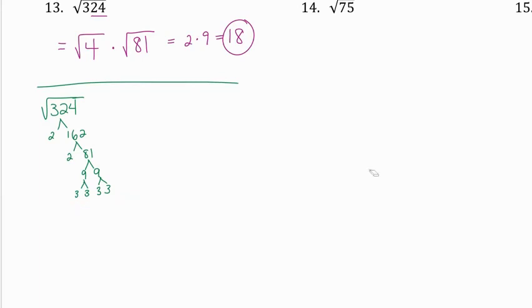Okay, so I'm going to take this and write this out. So I have a 2 and a 2. That gives me a 2 squared. And then I have 4 3s. So 3 to the 4th, right? But then that's all inside a radical.